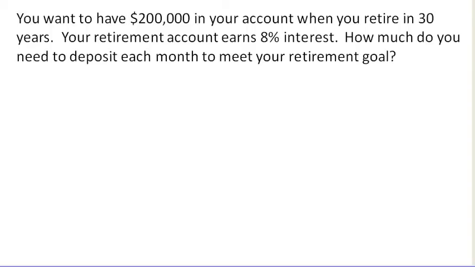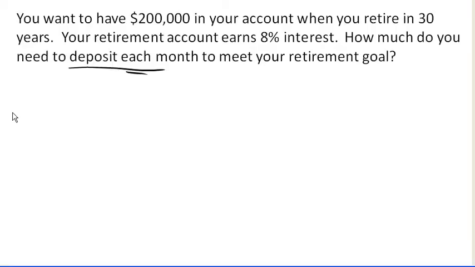So notice here that we're depositing money each month, and that tells us that we're looking at an annuity. We're saving money, we're putting money aside, and so that tells us this is going to be a savings annuity, and so we know what formula to work with here. So let's start with what we know.